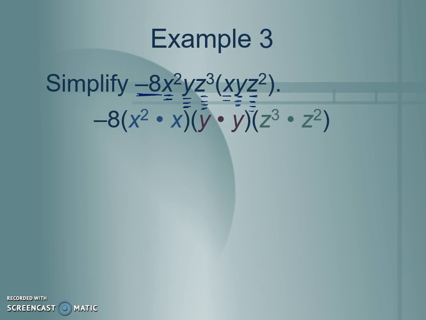And we just group those all together with the like bases. So we'll have an x squared times an x, a y times a y, and a z to the third times z to the second. And then since we're multiplying with those exponents, we're going to be adding the exponents. Remember, there's always a 1 here. So we have negative 8 times x to the second plus 1, y to the 1 plus 1, and z to the 3 plus 2. And then we can just add those exponents. And that would be our final answer. So this is in simplified form.